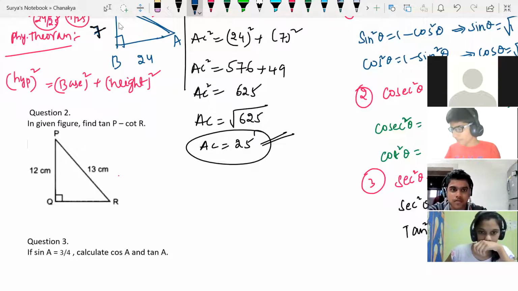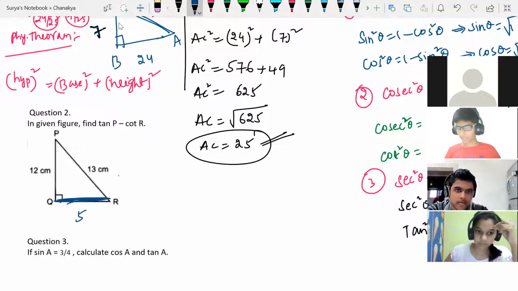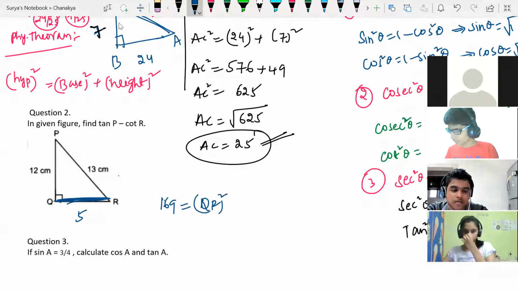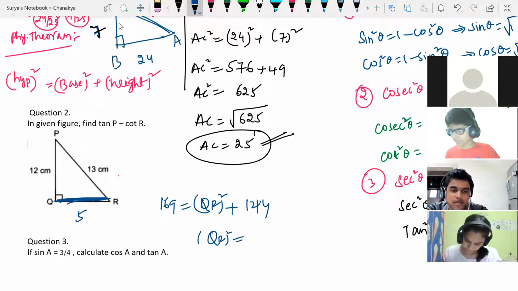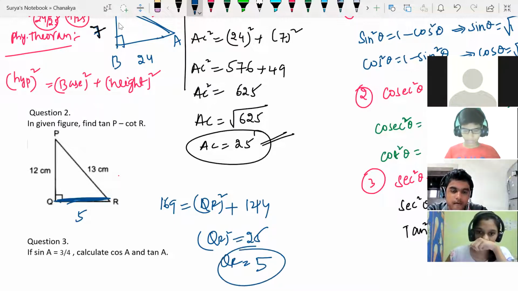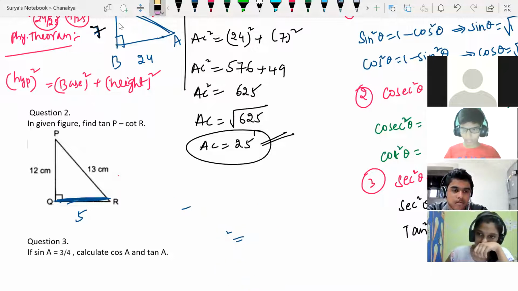What happened? What is QR? 5, sir. How? Hypotenuse square is equal to QR square plus 12 square, which is 144. So QR square is equal to 25. QR is the square root of 25, which is 5. So I got QR as 5. Clear?